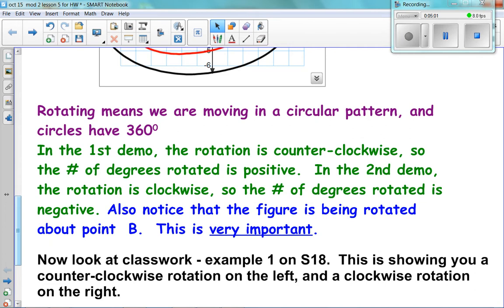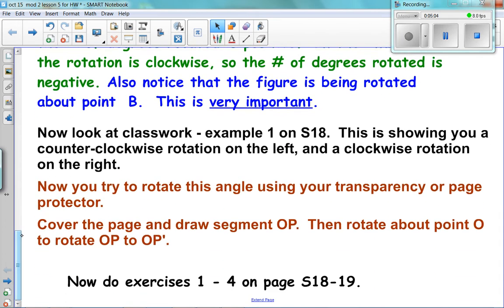Now look at your classwork. Example 1 on S18. This is showing you a counterclockwise rotation on the left and a clockwise rotation on the right. Now you try this to rotate this angle using your transparency or page protector. Turn off the video while you do this. Now cover the page and draw a segment OP, then rotate about point O to rotate OP to OP prime. Now do exercises 1 through 4 on page S18 and 19.